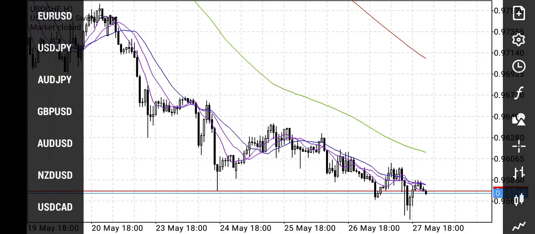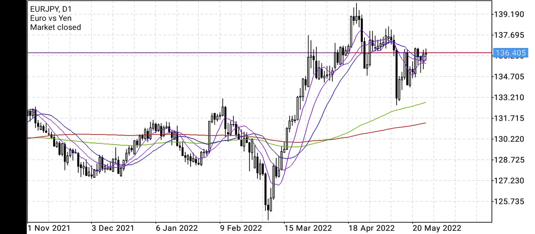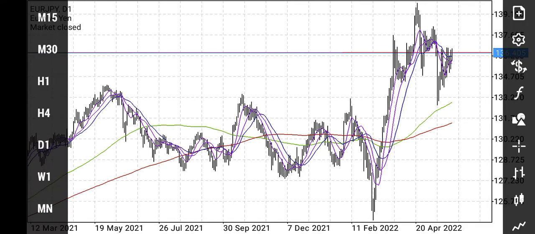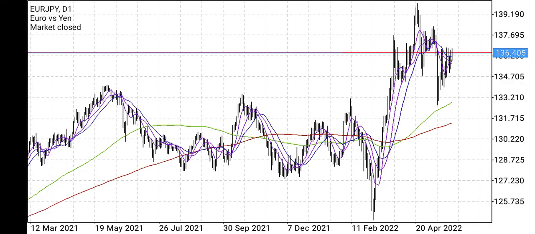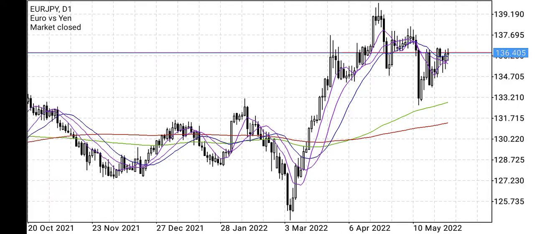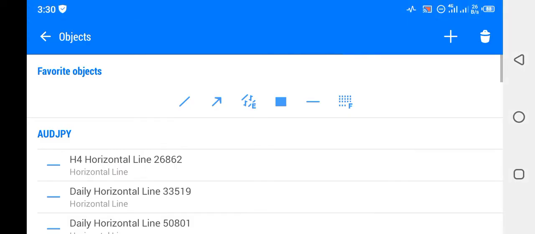So let me move to the next currency pair, which is EURJPY. Looking at EURJPY on the daily time frame, as you can see, EURJPY is kind of moving without a direction. But let me just point out a few things for you to take note of.